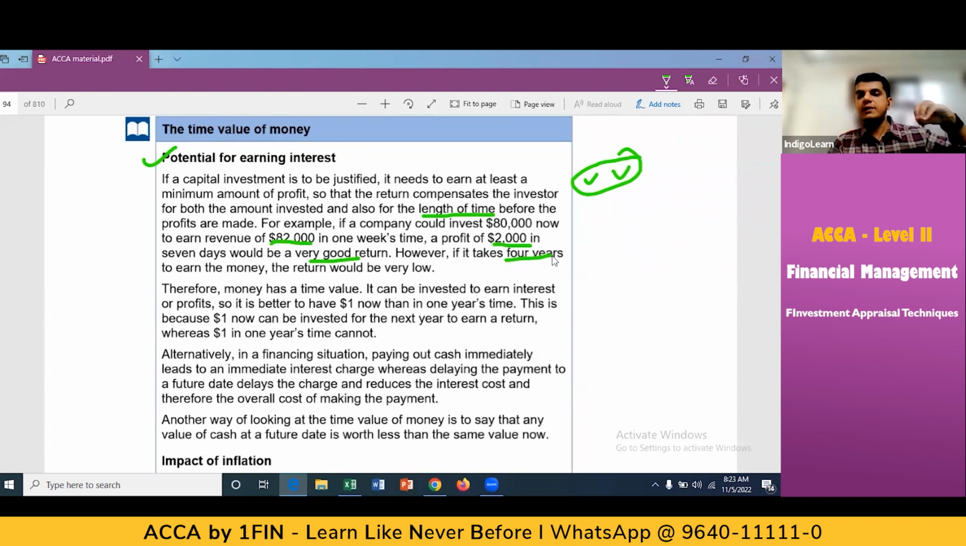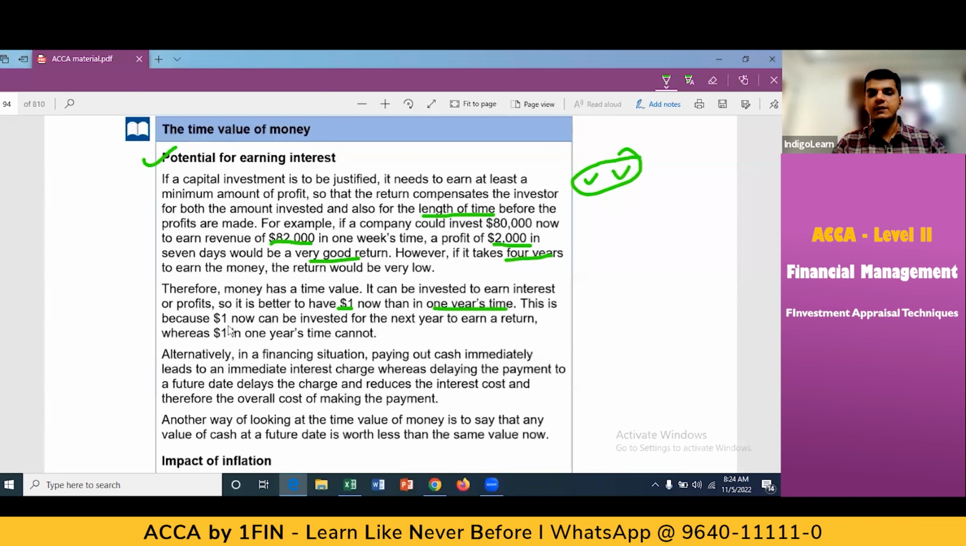Because right now in 7 days, if you can earn $2,000, the present value of $2,000, if we see at day 0, would be more than the present value that will be calculated if the same amount is received after 4 years. It would be very small as compared to the present value that will be calculated if the amount is received in 7 days. Therefore, the money has a time value. It can be invested to earn interest or profit. So it is better to have $1 now than in 1 year's time.